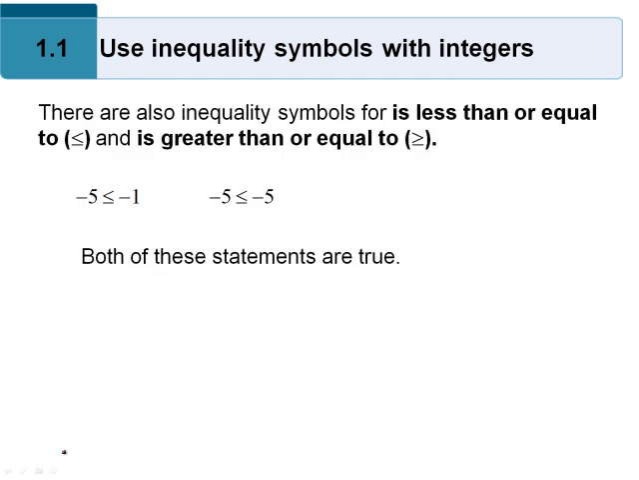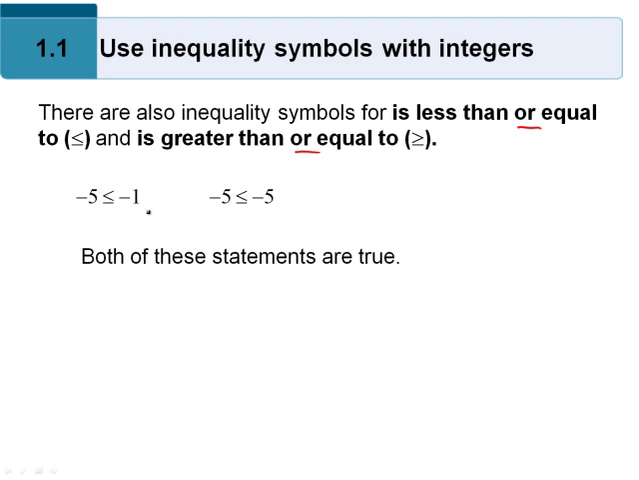Now, we also have two other inequality symbols that are called is less than or equal to, or is greater than or equal to. The important part of these two symbols is the word or. Okay, look at these two examples.